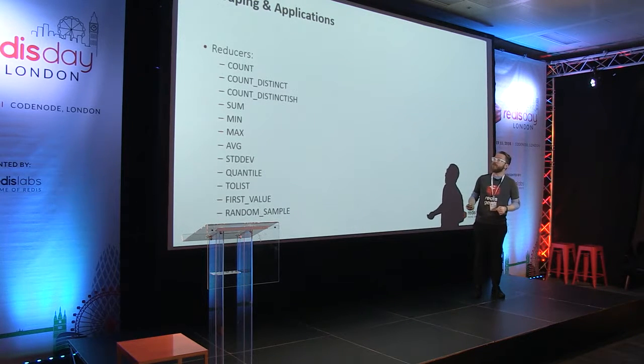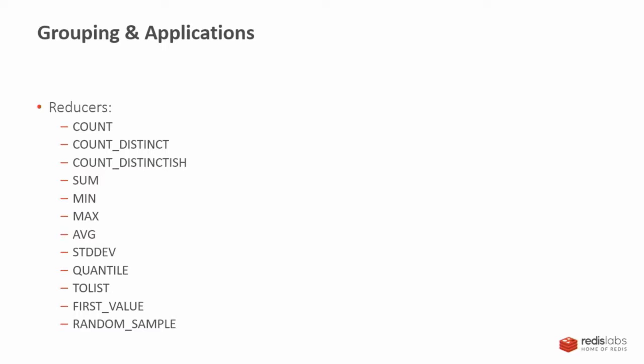So we have a number of reducers. I want to point out my favorite, count distinct-ish. We use a probabilistic structure, if you want to trade speed for exactness. We have count distinct, which will be the exact amount, and count distinct-ish. It's my favorite. But you have the normal ones: average, standard deviation, that sort of thing.